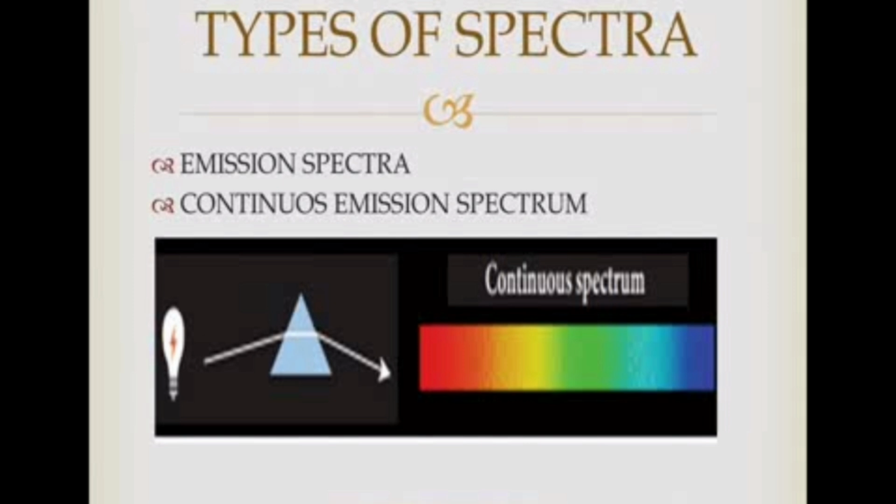Examples for that are incandescent solids, liquids, gases, and carbon arc. These are all examples of continuous emission spectra.